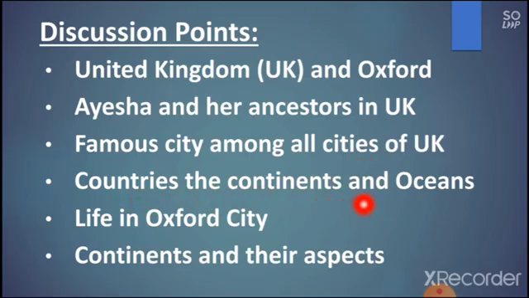Countries, the continent and oceans. Next is life in Oxford City. A continent is a big dry area of land where people live and grow. Continents are covered by water, which is ocean.